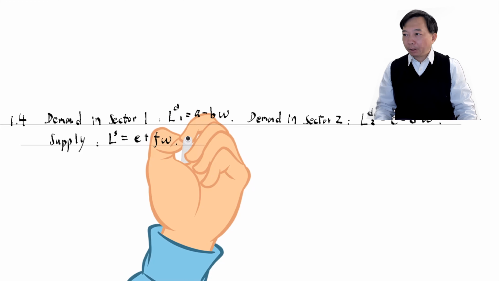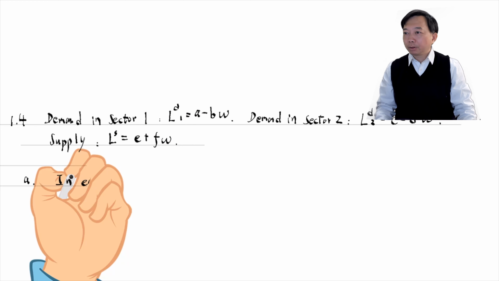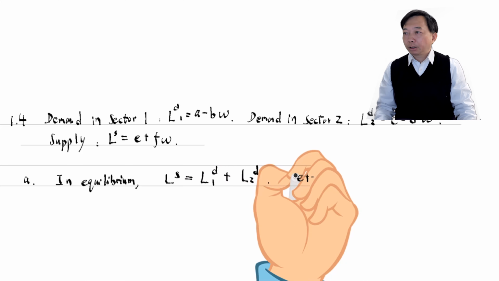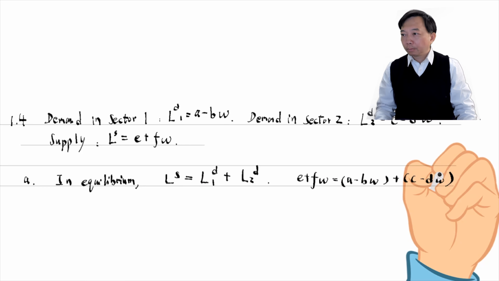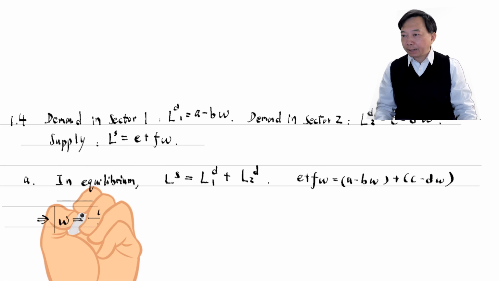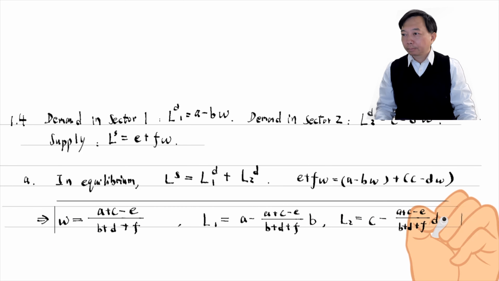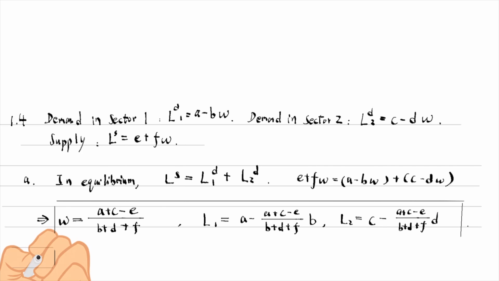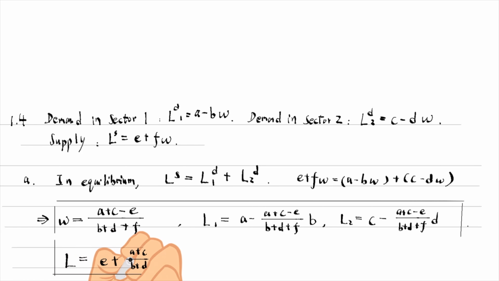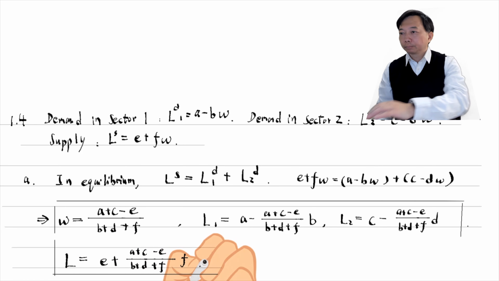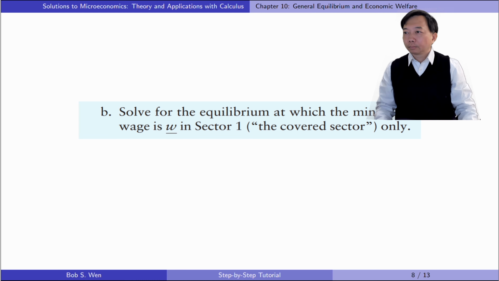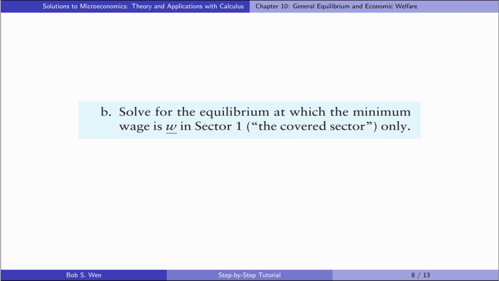In the market equilibrium, labor supplied equals labor demanded. It gives the equilibrium wage, hours of work in each sector, and the total hours worked. In part B, solve for the equilibrium at which the minimum wage W underscore is in sector 1 only.